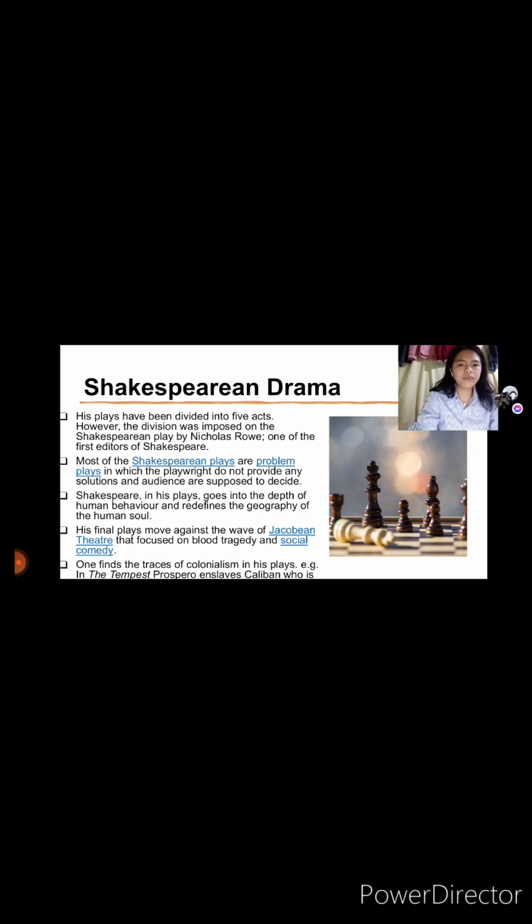And Shakespeare in his plays goes into the depth of human behavior and redefines the geography of the human soul. And his final plays move against the wave of Jacobean theater that focused on blood, tragedy, and social comedy. And another one of his plays, The Tempest, has traces of colonialism. Many consider this play an allegory of European colonization, and throughout the centuries, Caliban's character has featured prominently in arguments that defend or resist against colonialist tyranny. So that's all about Shakespearean drama.